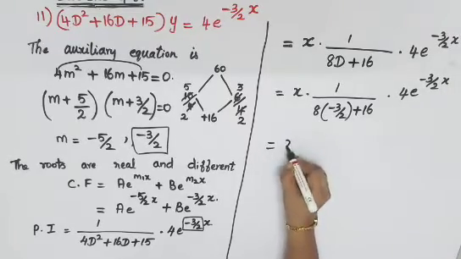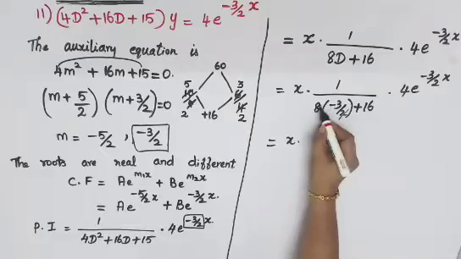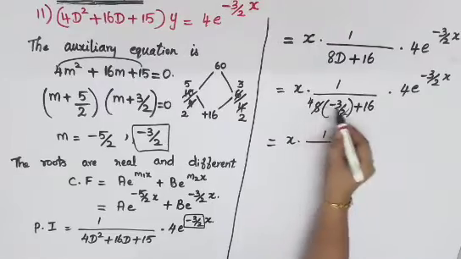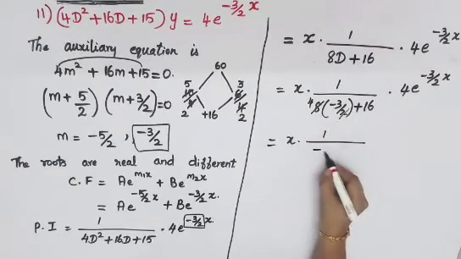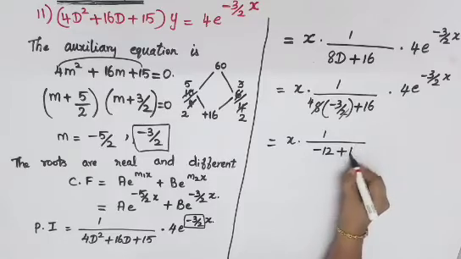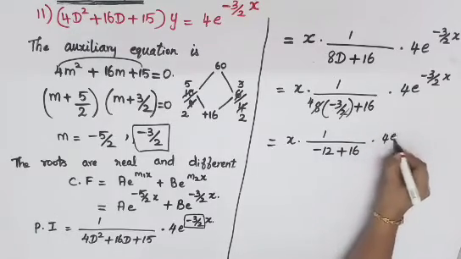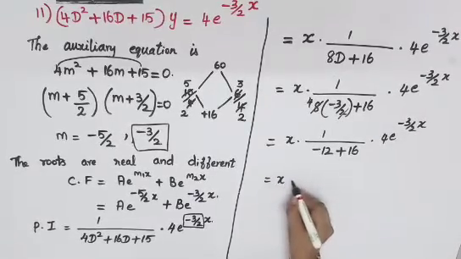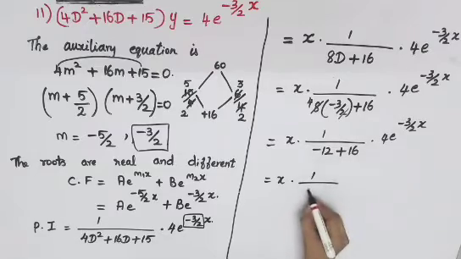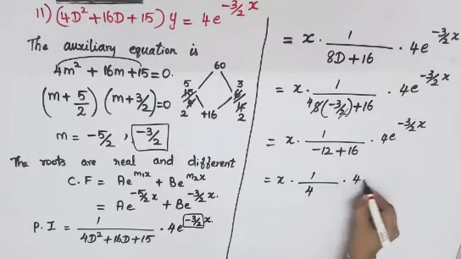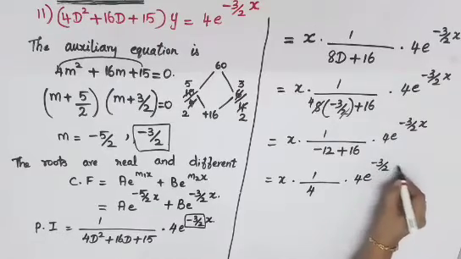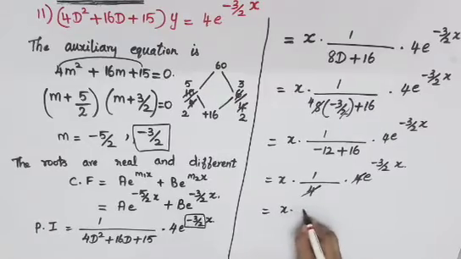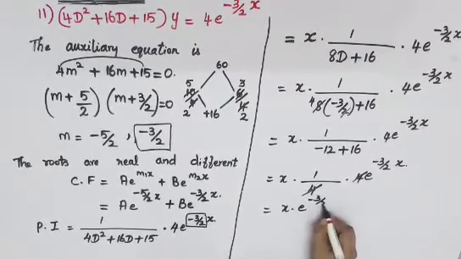So which is equal to x into, you can cancel this 2 and 8, you will get 4 times. So it is 1 divided by 4 into 3, it is minus 3 is there, so we will get minus 12 plus 16 into 4 e power minus 3 by 2x. So that is equal to x into 1 divided by, subtracting you will get your 4. Again here 4 e power minus 3 by 2x is there. So this 4 and this 4 you can cancel. So that is equal to x e power minus 3 by 2x.